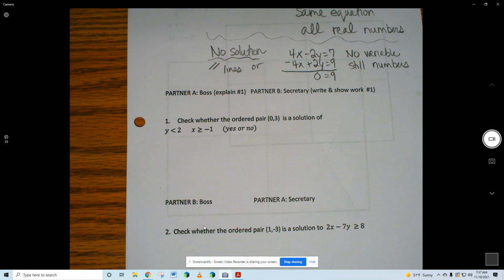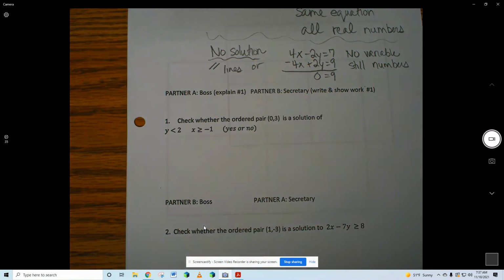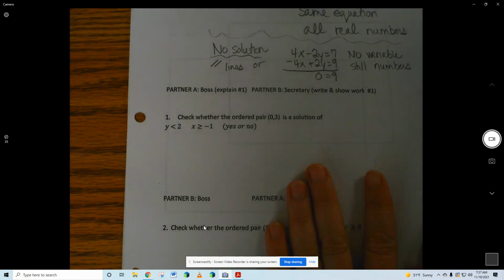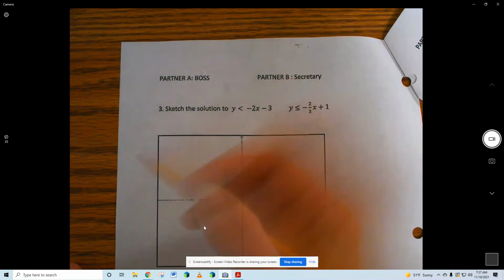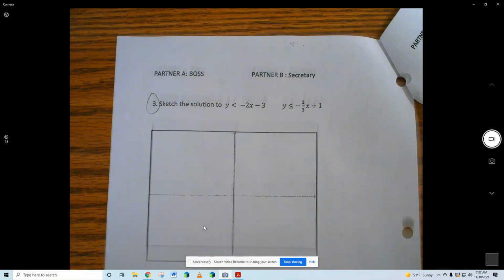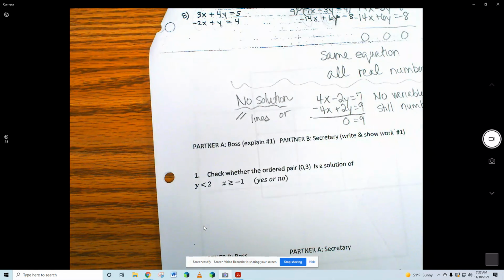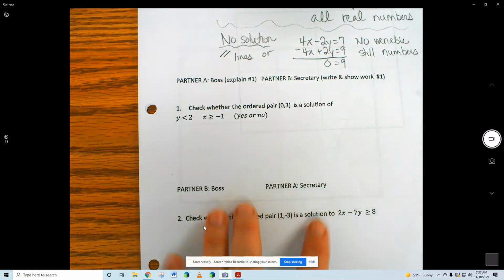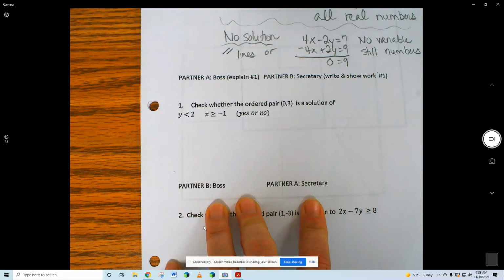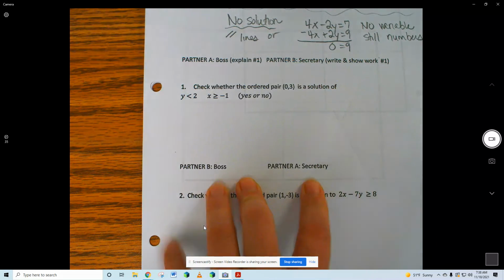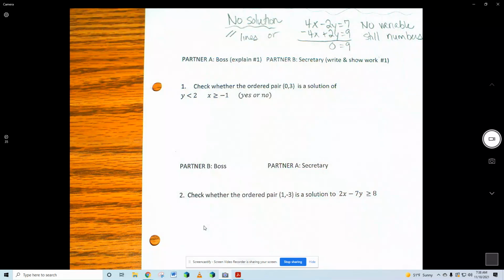So, go ahead, and you guys are going to do 1, 2, and just 3 together, okay? 1, 2, and 3. Boss, secretary, boss. And you're going to switch off jobs. So on number 2, partner B is the boss and partner A is the secretary. Get it? So I am going to stop the video, but go ahead and start.